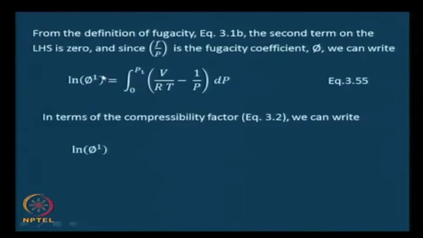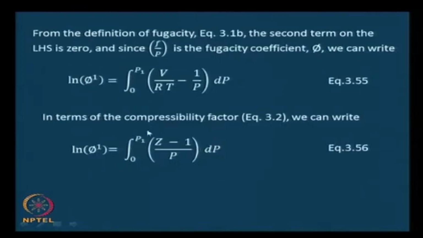We can write ln of phi 1 as integral of 0 to p1. This is z by p, this is 1 by p, therefore, this becomes z minus 1 by p dp. Let us call this equation 356. Let us take a look at this equation. Ln of phi 1 equals integral of 0 to p1 z minus 1 by p dp.